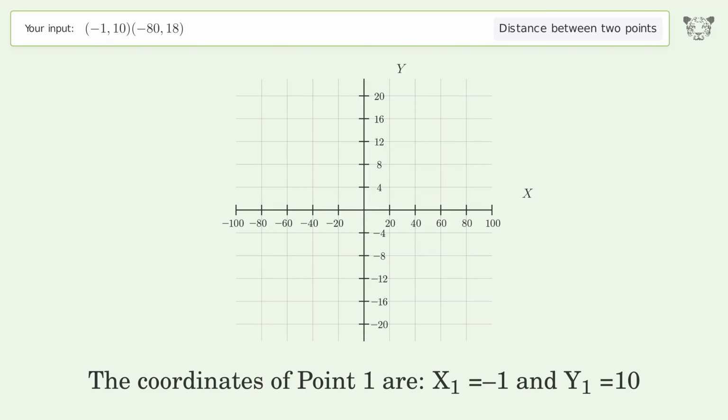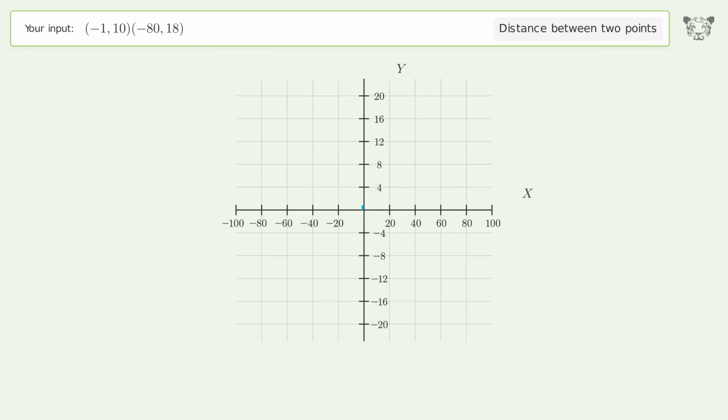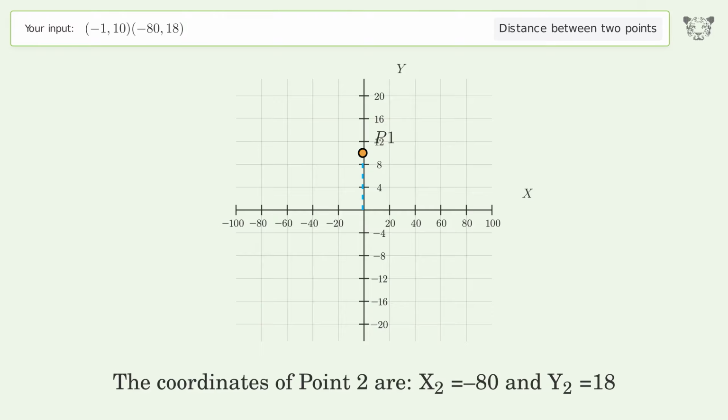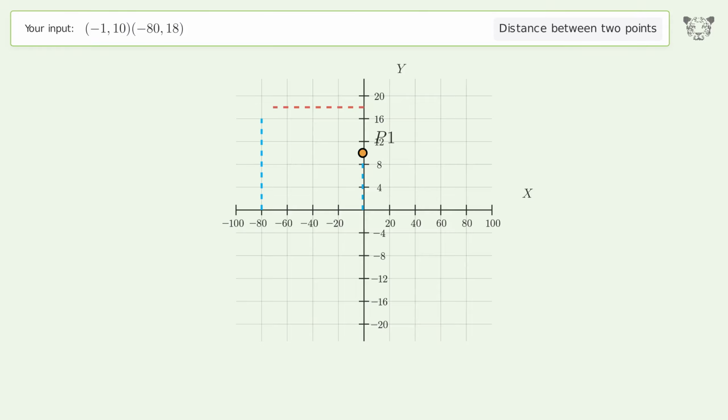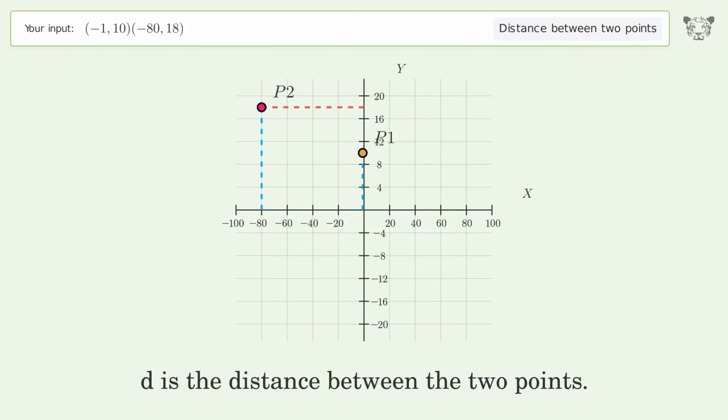The coordinates of point 1 are x1 equals -1 and y1 equals 10. The coordinates of point 2 are x2 equals -80 and y2 equals 18. D is the distance between the 2 points.